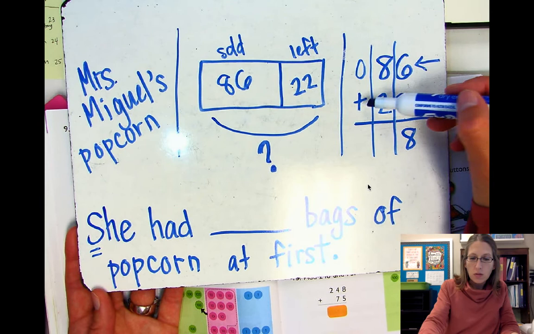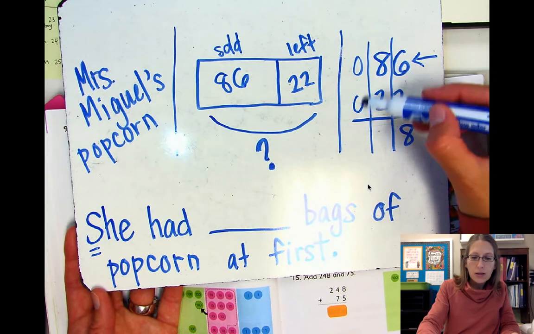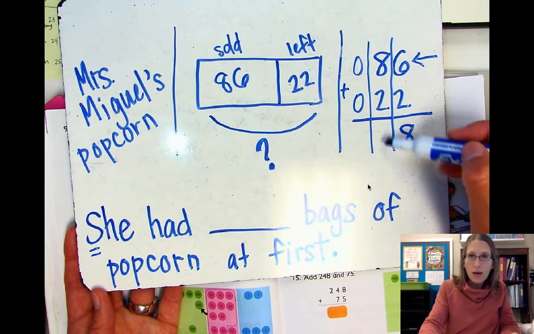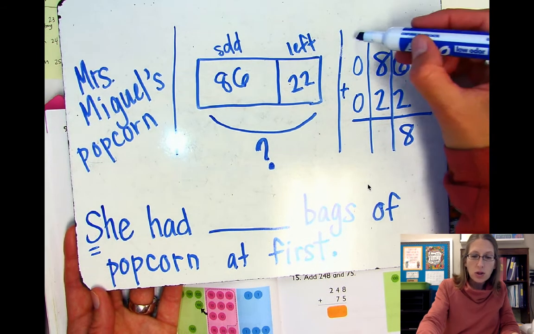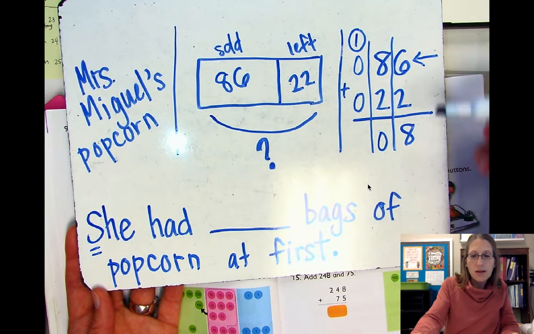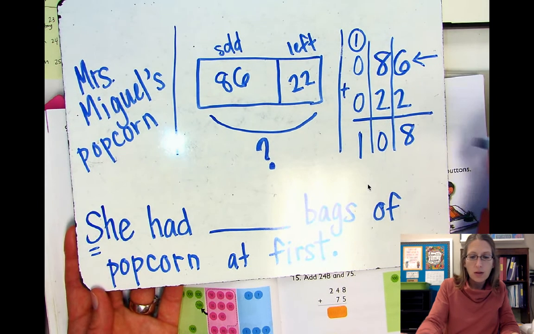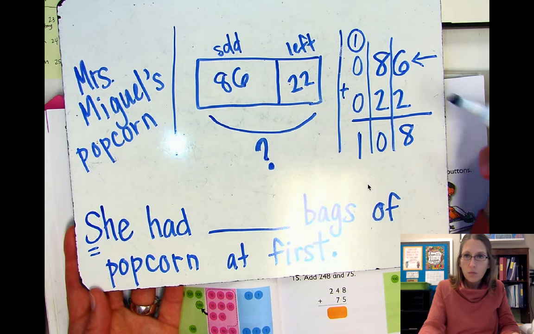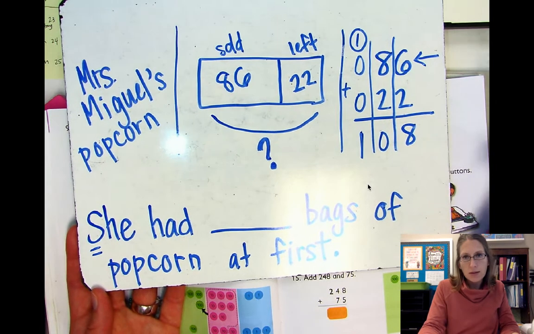Actually, I'm just going to do this. But I can't put 10 here. What I can do is rename it as 100 and 0 tens. And then I can just bring that down here. So this is 108. Let's see, would that make sense?